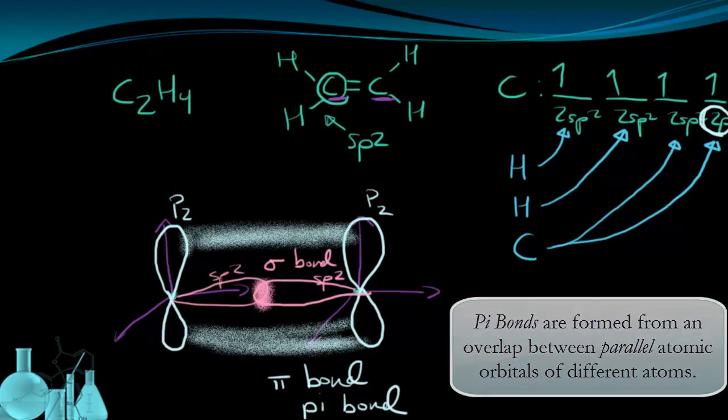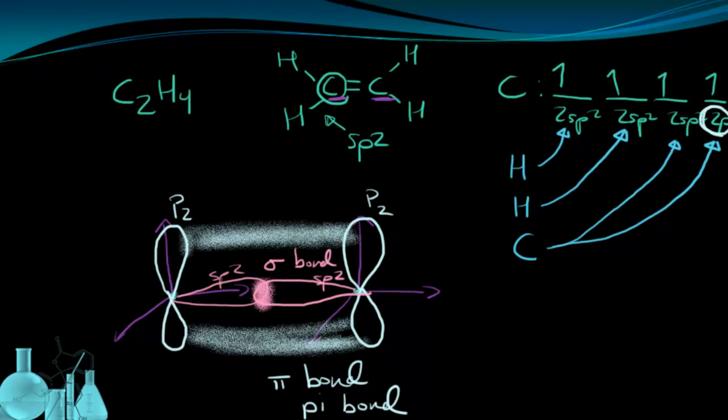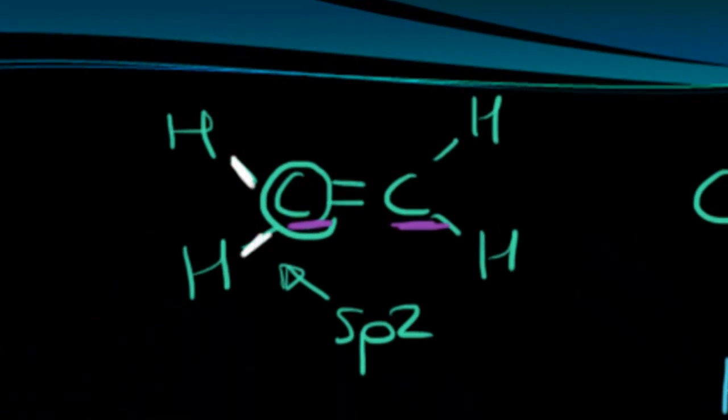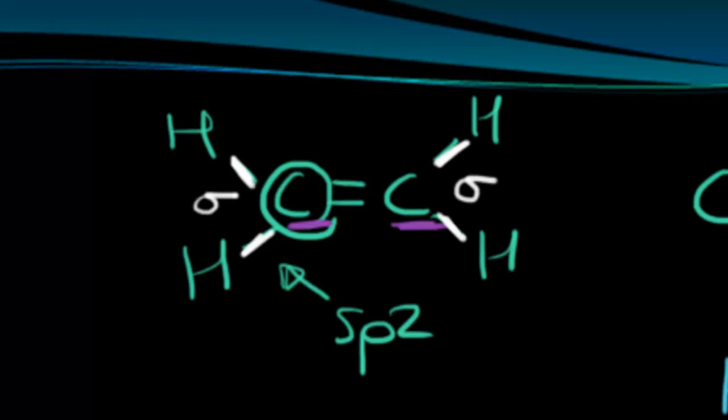So to recap very quickly, if we look back at this molecule, all the single bonds have to be sigma bonds. And one of the bonds, the first bond between the two carbons, is also a sigma bond. But the second bond that occurs, and if there was a third bond, the third bond, have to be pi bonds.